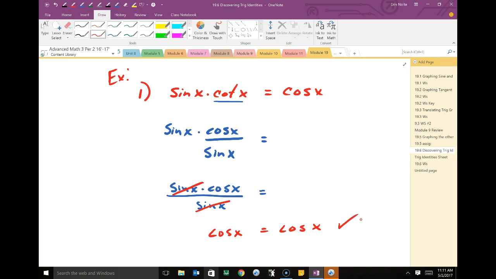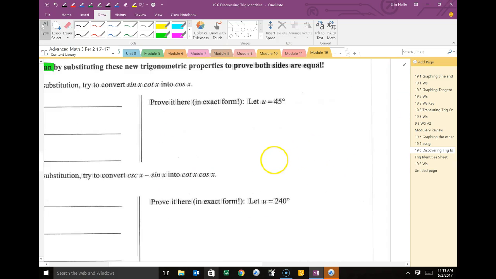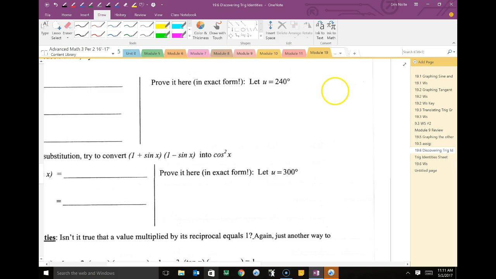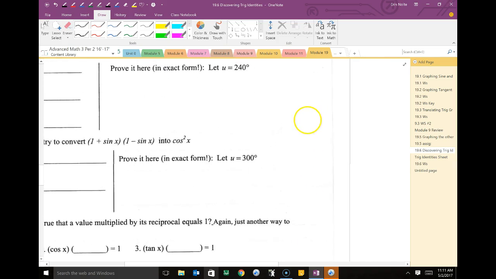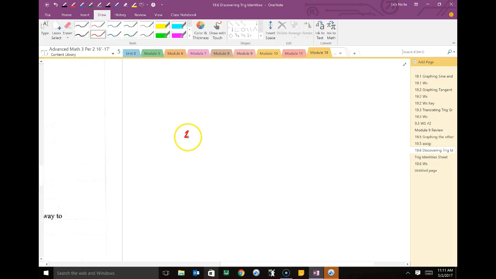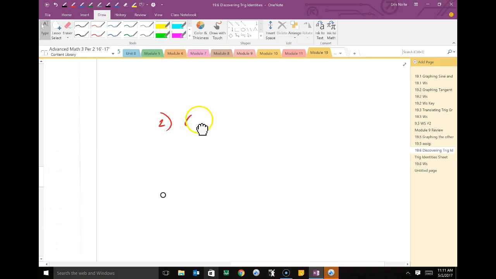You ready for another one? This one's way better. Actually, I'm going to do this one first because I like it better. I feel like it's a better lead. So I'm going to do question number 2.